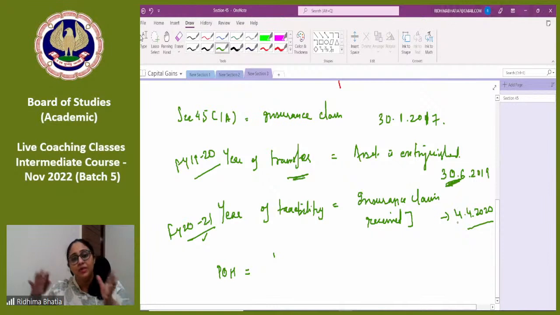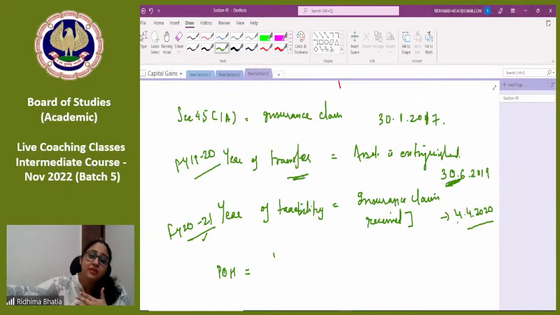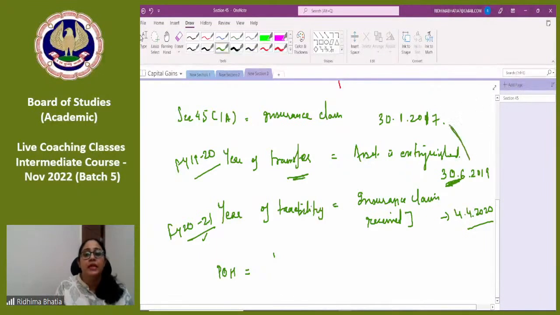Even if the taxability is deferred, we're only deferring the taxability. We are only postponing the taxability. We're not postponing our calculations or the concepts of transfer altogether. So the period of holding will always be from this period to this period, instead of this period, to see whether the asset is classified as long term or short term. Is it clear? Yes. So if it's a building, this would be a long term capital asset because it is more than 24 months. Clear?